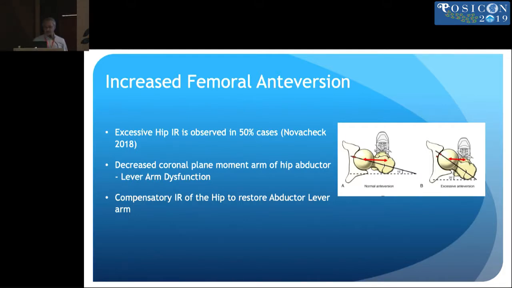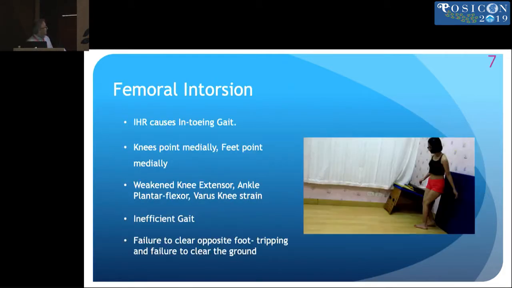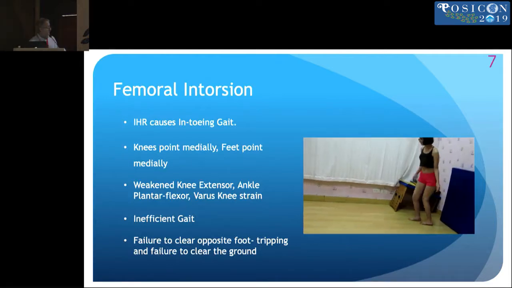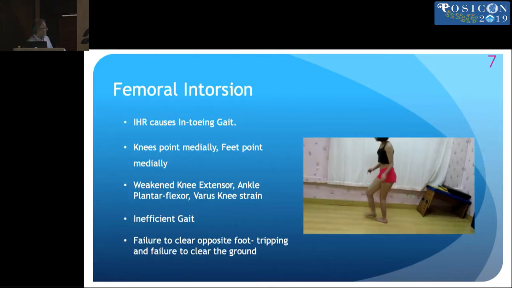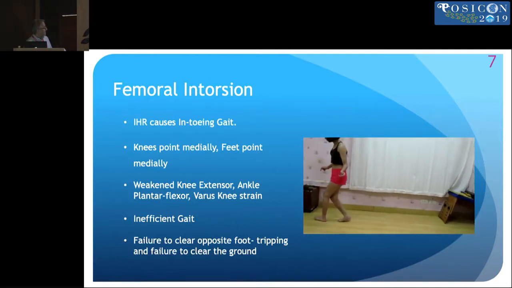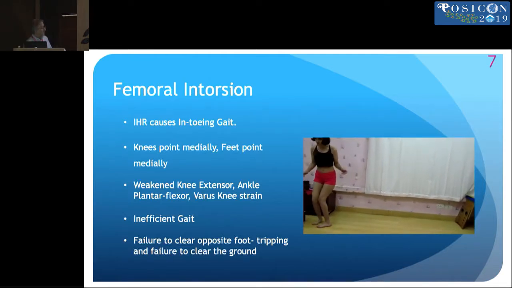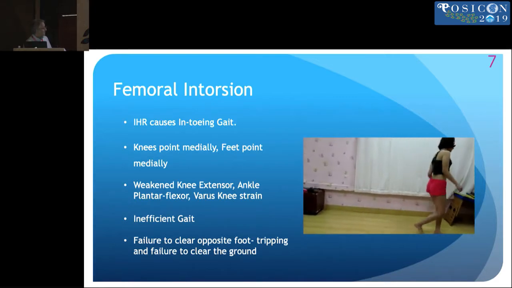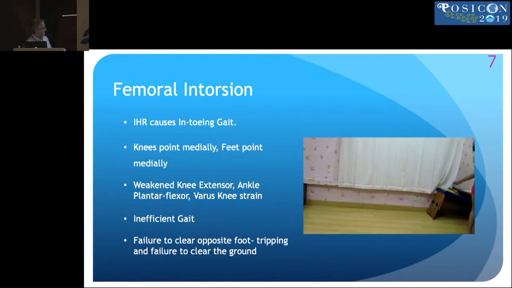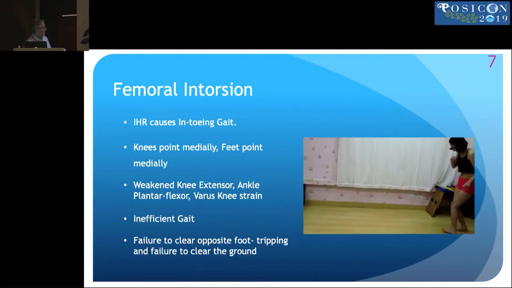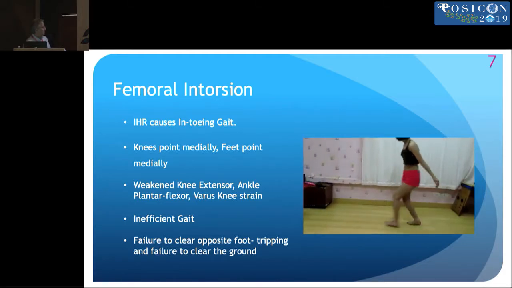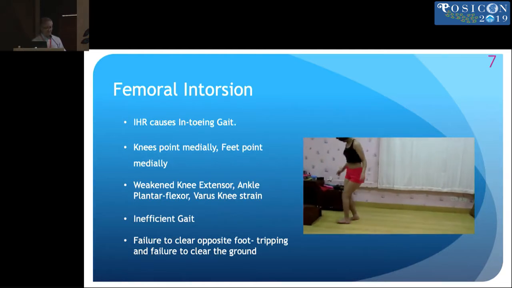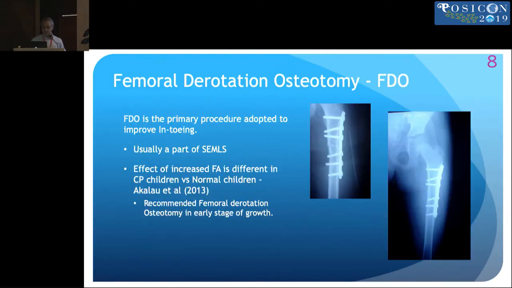As a result of that, the internal hip rotation causes in-toeing gait, and you can see that here, the knees pointing medially, feet pointing medially, weakened knee extensor because it's not in line with the line of gait, ankle plantar flexor weakness, varus knee strain, the gait becomes inefficient, and as you can see here, there is failure to clear the opposite foot, tripping and failure to clear the ground. You can see classically in this video.